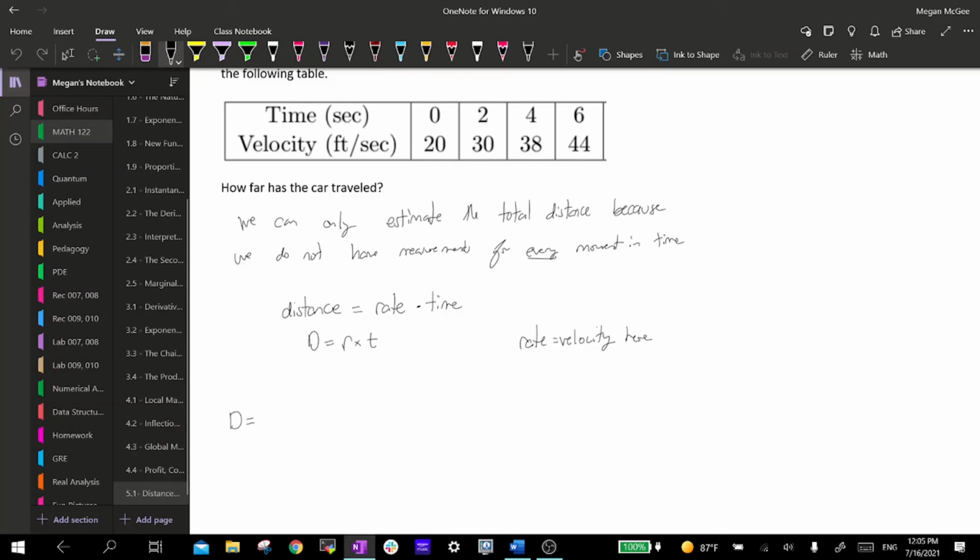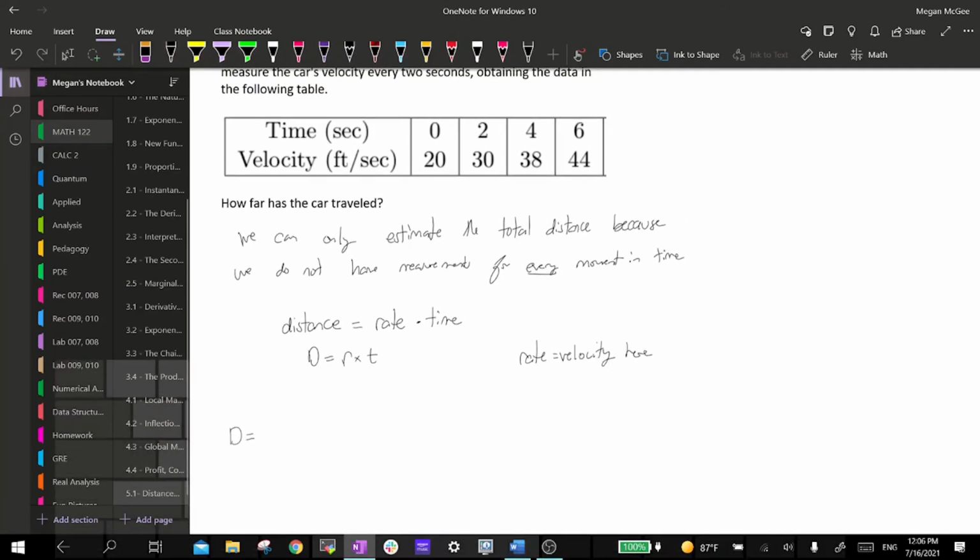Okay, so let's see, in between seconds 0 and 2, the car is going somewhere between 20 feet per second and 30 feet per second. Do you agree with that statement? Think about it for a second. At 0 seconds, it's going exactly 20 feet per second, sorry. And at 2 seconds, it's going exactly 30 feet per second. So in between 0 and 2 seconds, it's got to be in between 20 and 30 feet per second, right?